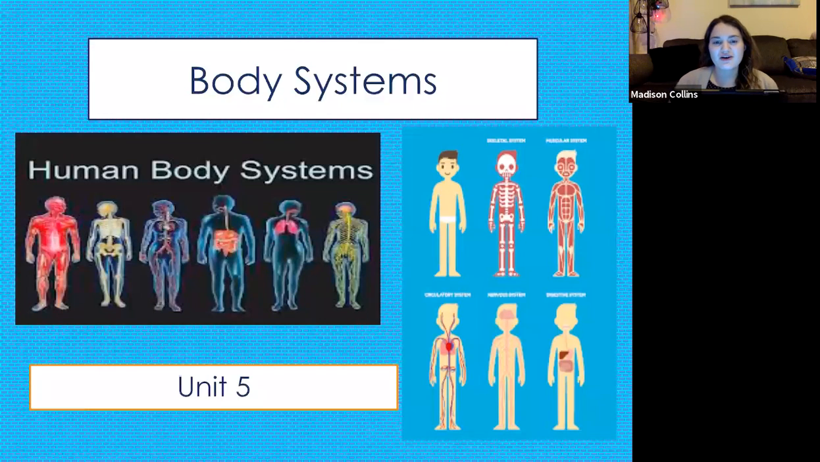Welcome back. We are now on to day 1 of Unit 5. So Unit 5 is all about body systems. We're going to spend some time going through each of the body systems that make up you, as well as how they work together to maintain homeostasis.